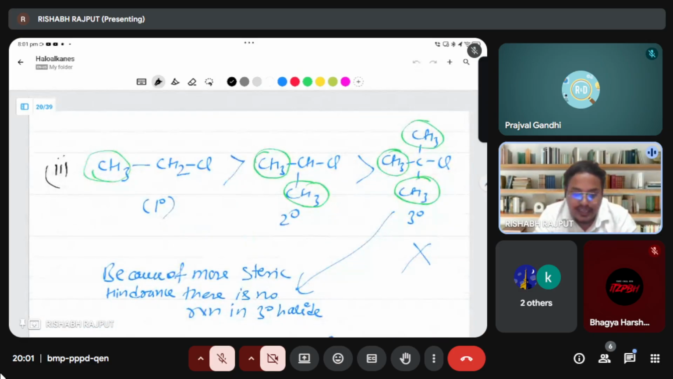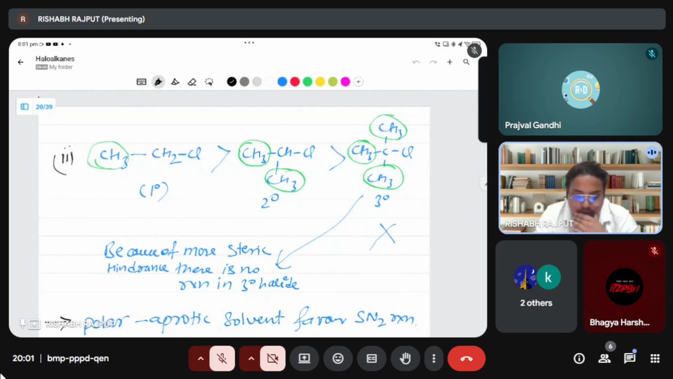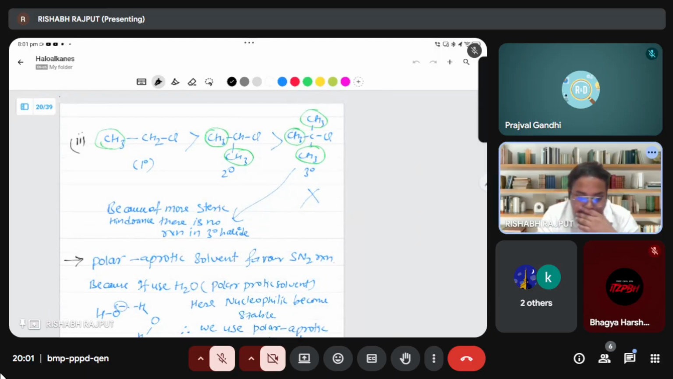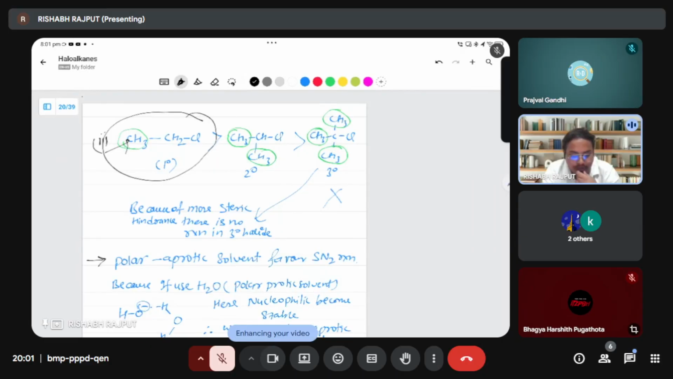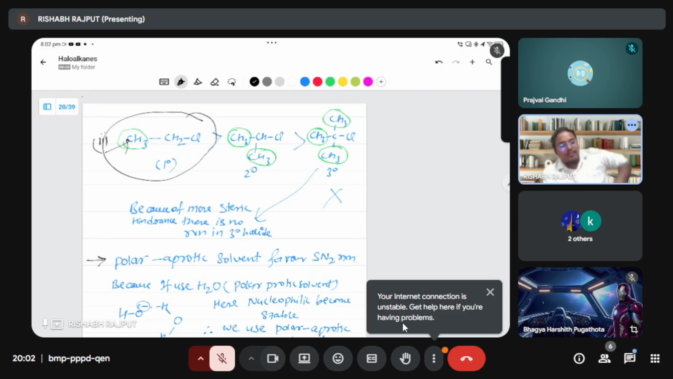Here I make 1 degree, 2 degree, 3 degree. You have three types of compounds: 1 degree, 2 degree, 3 degree, with chlorine here. They are asking what the problem is in this case. You can observe here, guys, if the alcohol wants to attack the first degree carbon, it can attack on this carbon easily, no problem. But if it wants to attack this carbon here, see, actually, what is the problem?